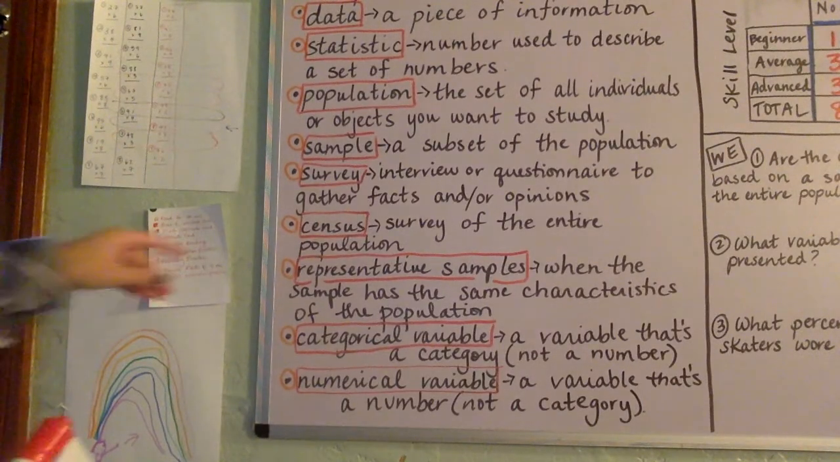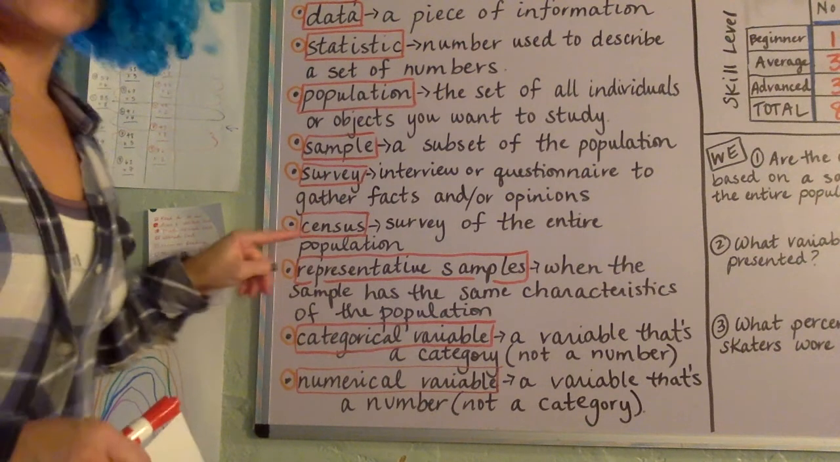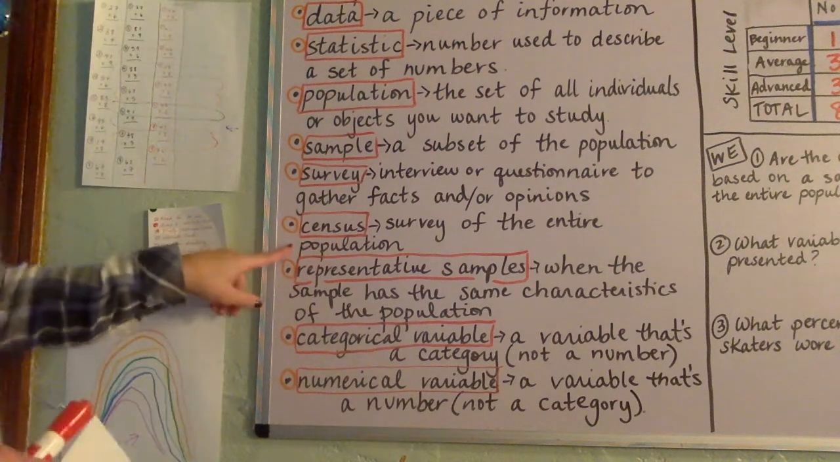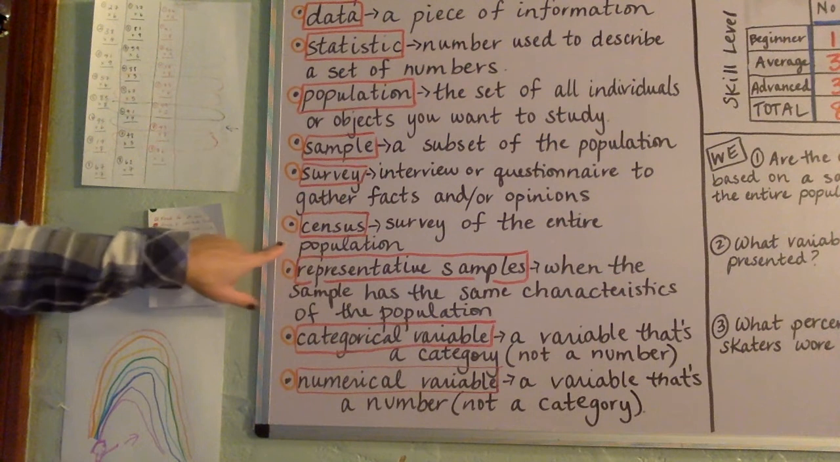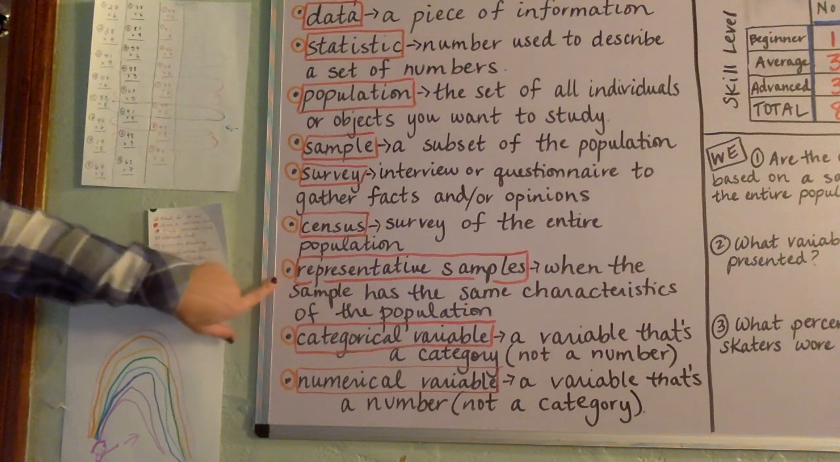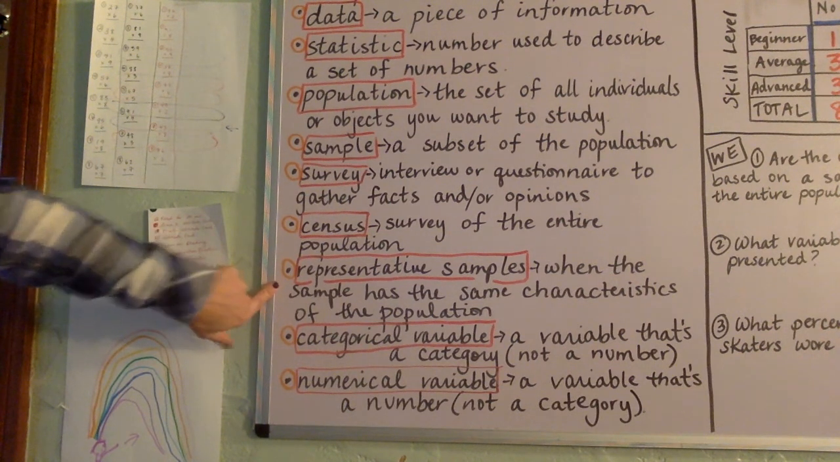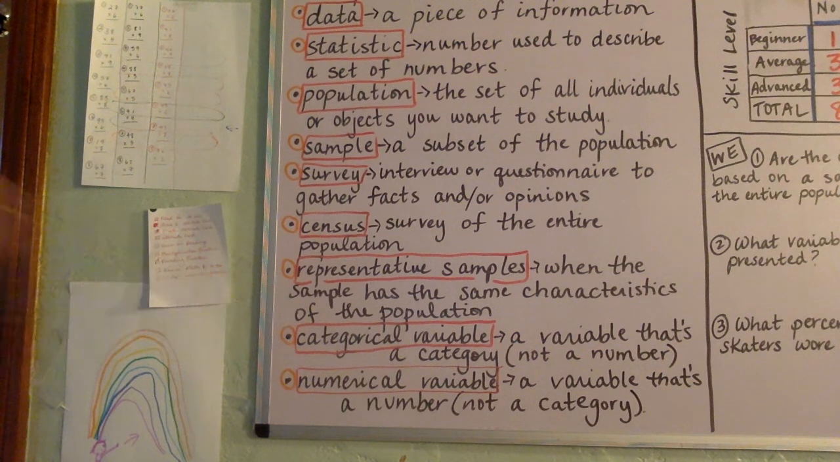A census: a survey of the entire population. Of course, you know we're doing the census for 2020 this year for the United States of America. Representative samples: that's when the sample has the same characteristics as the population.